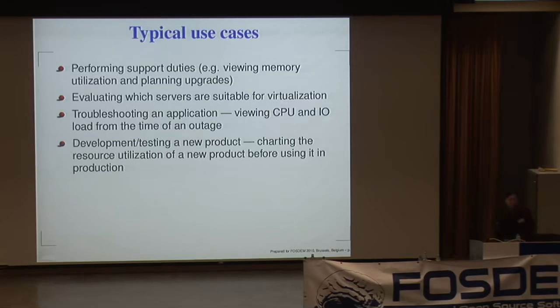And when you're writing new software, sometimes you don't know how it performs, and you don't know how much resources it uses. So again, Ganglia is useful for these kinds of workloads.